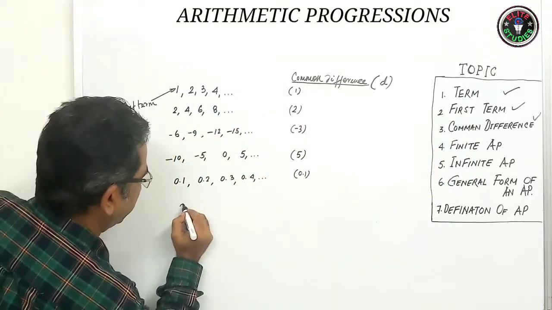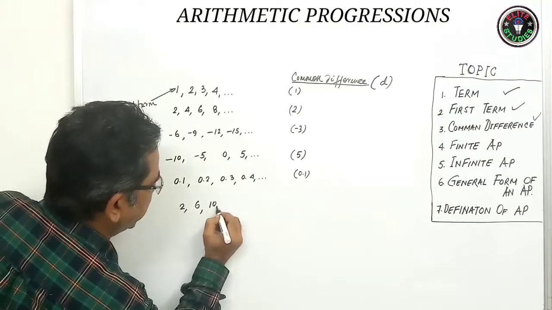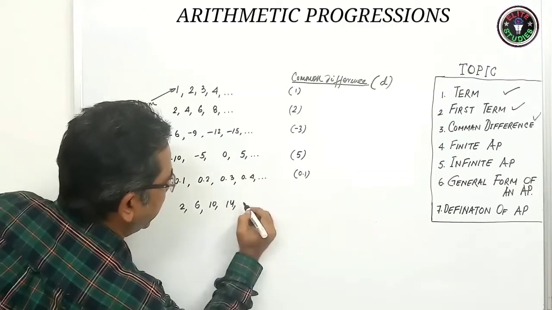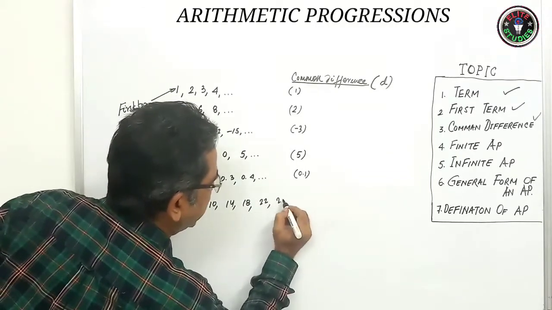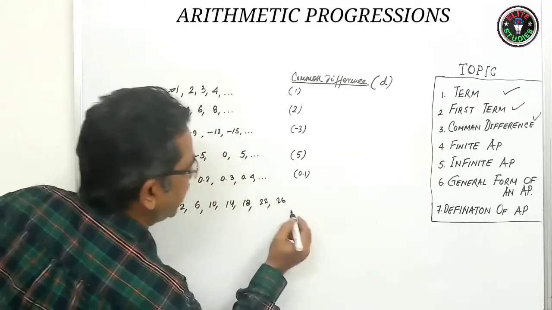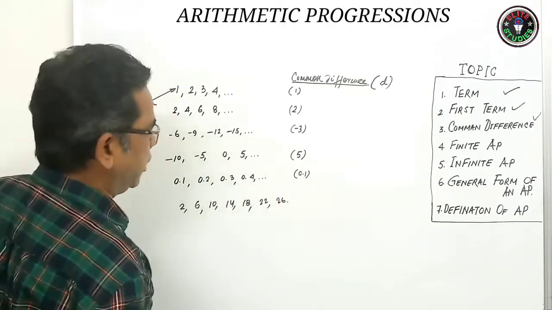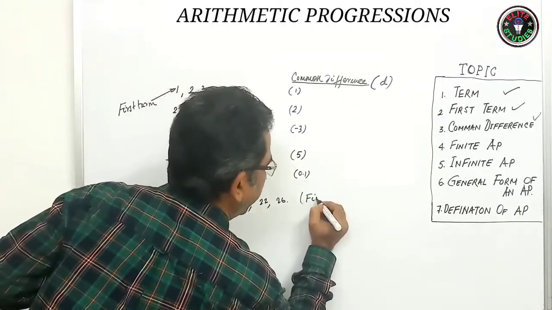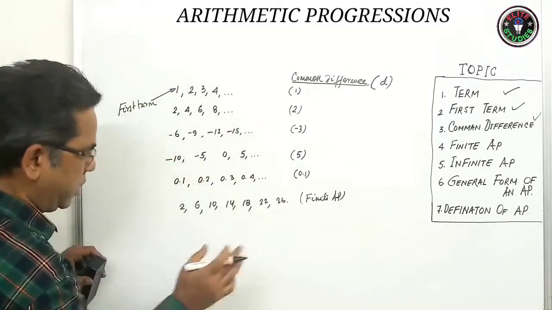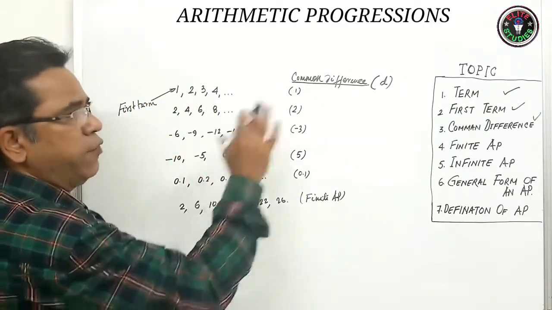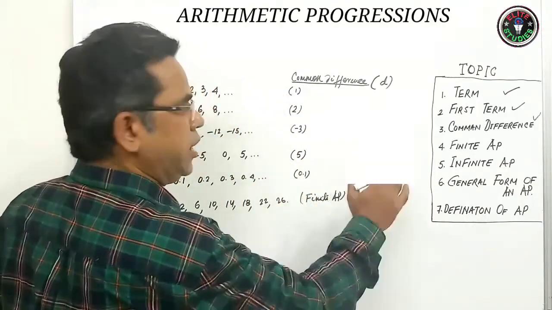So how do we write a finite AP? Suppose you write 6, add 4, it is 10, add 4, it is 14, add 4, it is 18, add 4, it is 22, add 4, it is 26. And suppose you want to end it here. Then this will be called a finite AP. A finite arithmetic progression means the number of terms is not infinite, it is fixed. It cannot go on never ending.